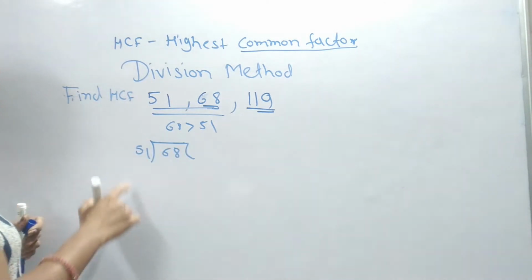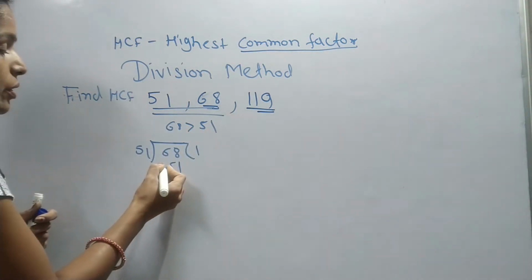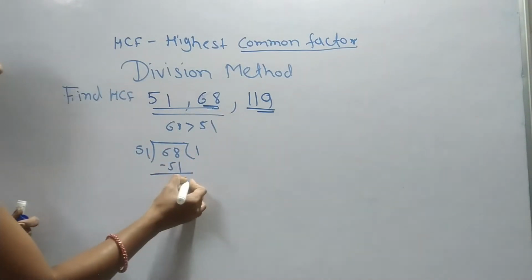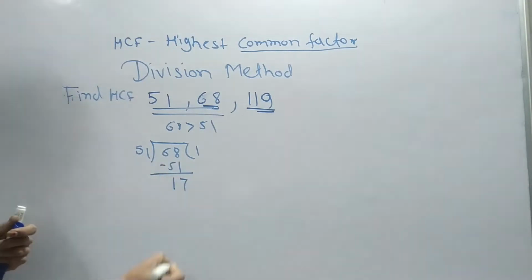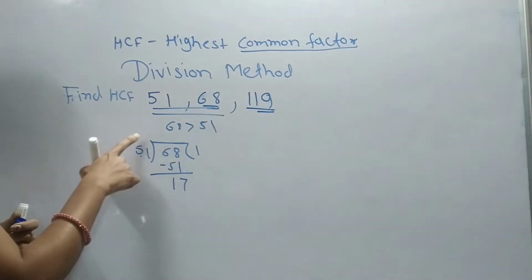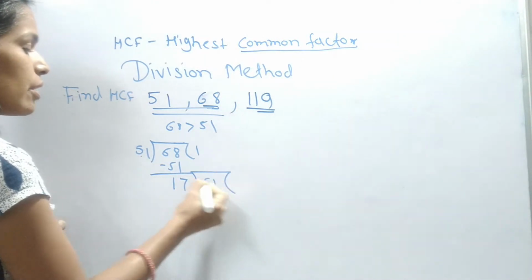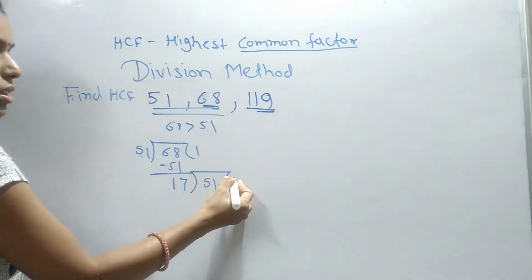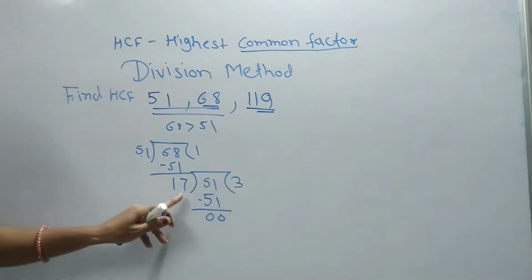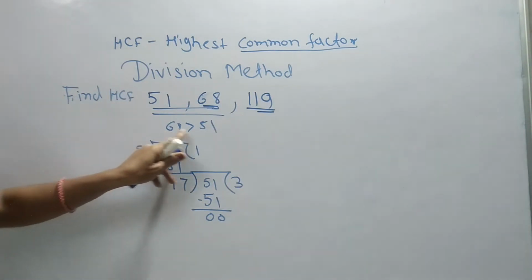Then what will you get here? 51 1 जा 51. 51 के टेबल में 68 आने से रहे. So 68 minus 51, what is the result you will get? 8 minus 1 is 7 and 6 minus 5 is 1, so 17. Okay. Now 17 से 51 को डिवाइड करना है. 17 is the remainder. Remainder से हम क्या करते हैं? जो previous divisor है उसको डिवाइड करते हैं. So divide 51. 17 1 जा 17, 17 2 जा 34 and 17 3 जा 51. So we got the remainder 0 at the second stage. So the second divisor, that is 17, is the HCF of 68 and 51.